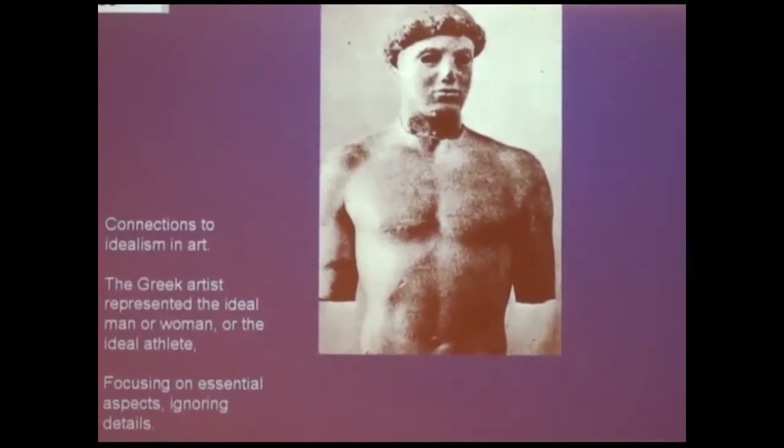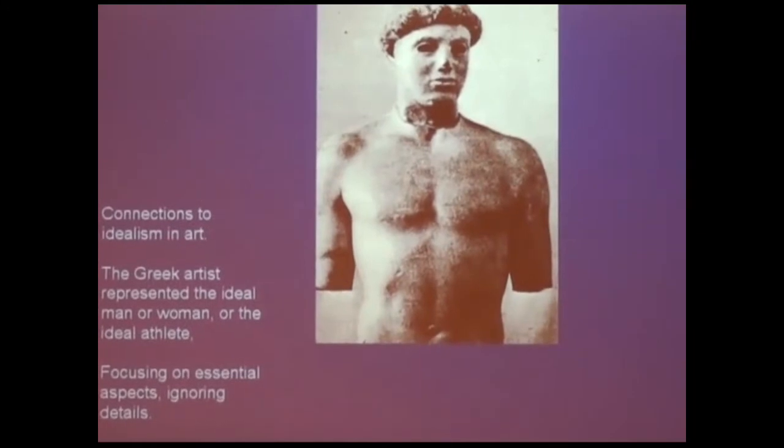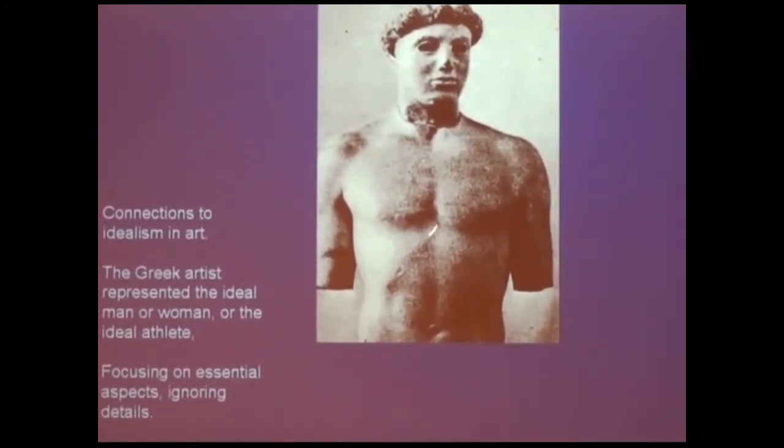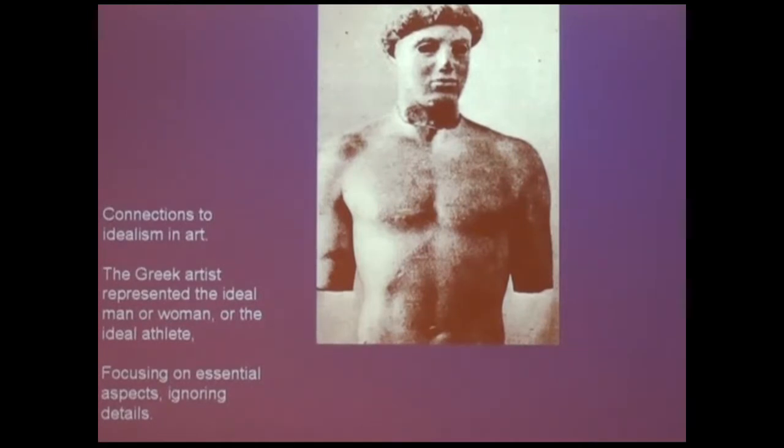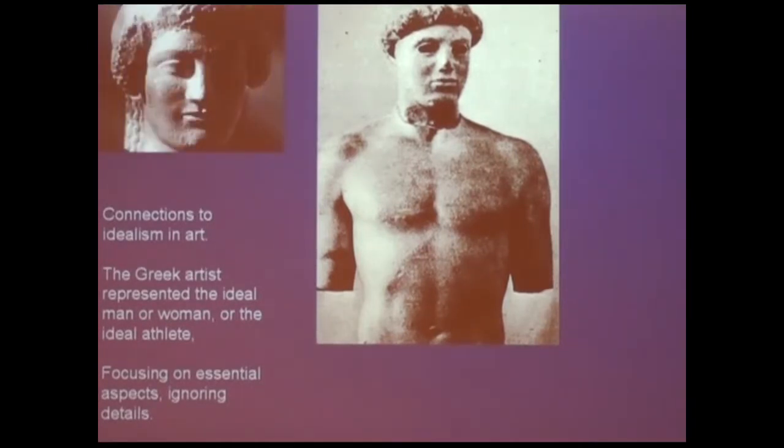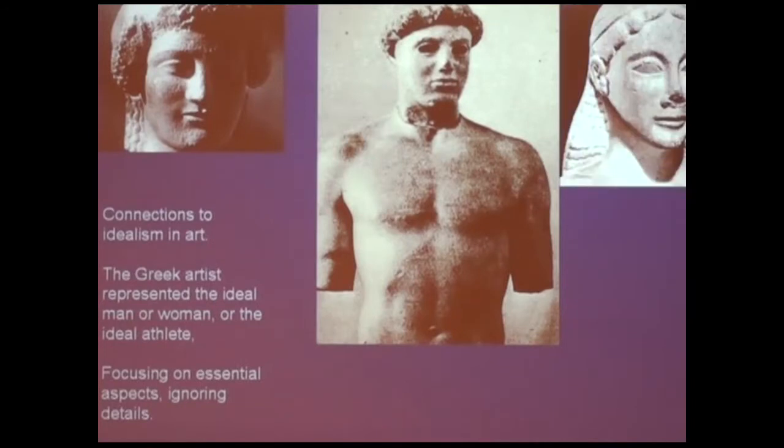But before you had high definition TV, you would look at the character and just see the character and the story and so on. So they ignore all the details that you would see in high definition, but the idea of what the athlete is in terms of his composure, his stance, his strength, those are the things that they expressed in the sculpture. And the ideal aspects of that sculpture, that's what was emphasized. So the Greek artist represented the ideal man or the ideal woman, and he ignored the details.